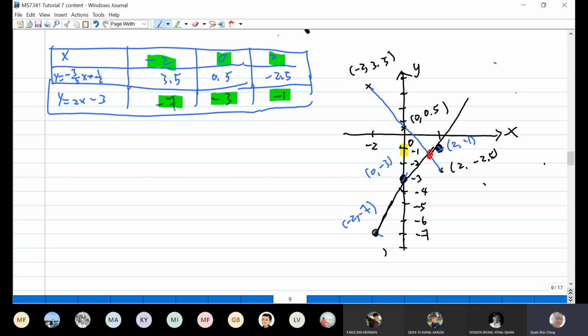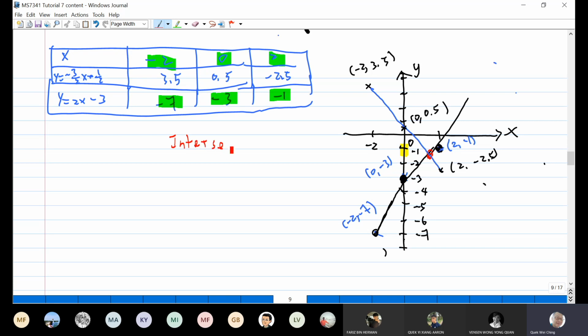So it depends on how good the graph is. This graph is not a very good graph, therefore it's off a little bit here. The intersection should be, if you check the answer for question 3A, 1, minus 1. So my point is way off. If you draw accurately, you get a point of intersection at 1, minus 1.